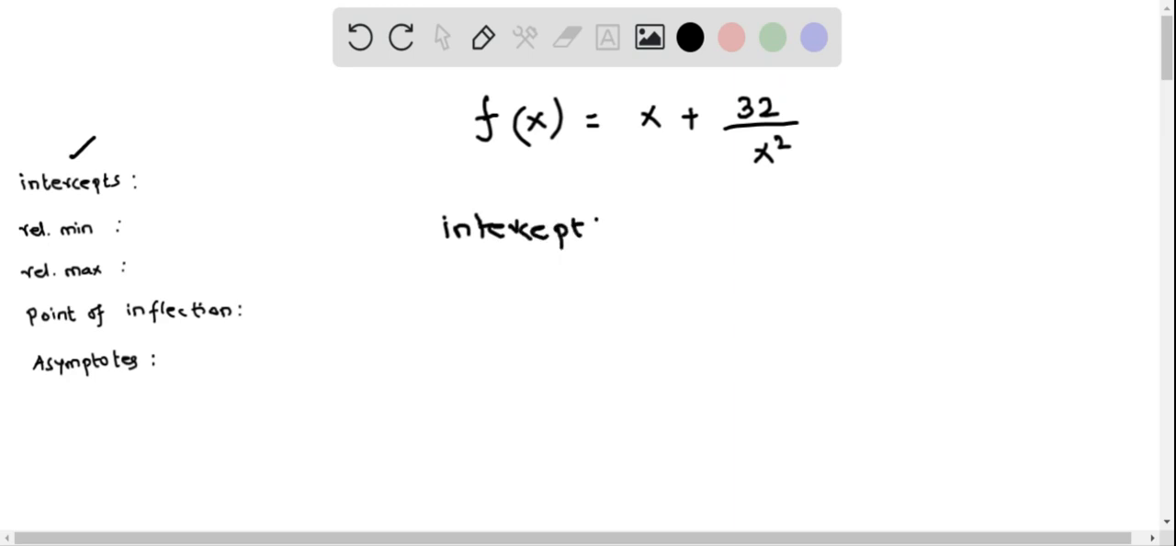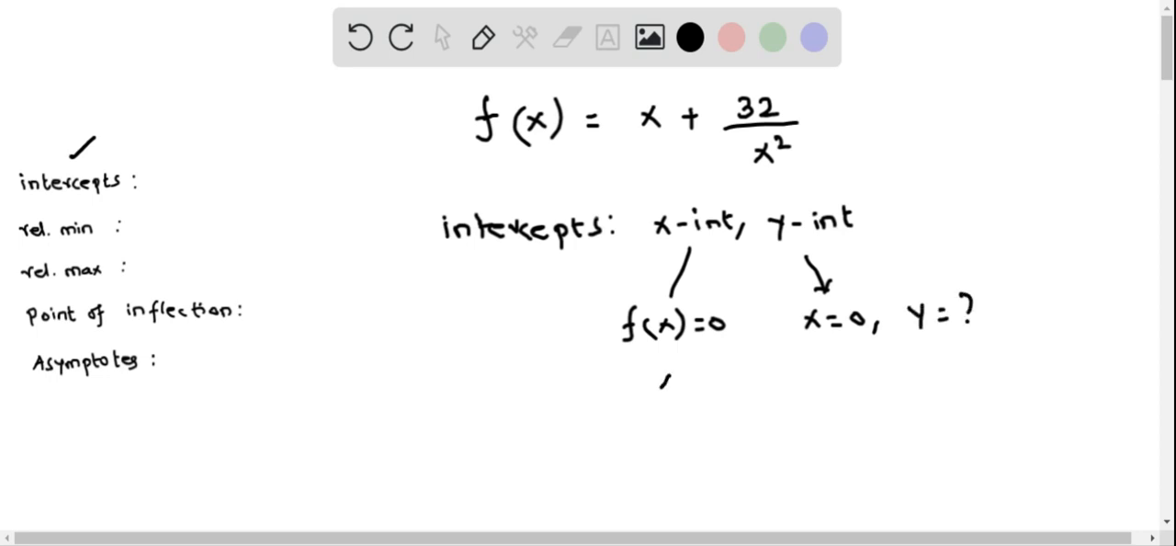We'll be determining the two intercepts, that is the x-intercept as well as the y-intercept. To find the x-intercept, we replace f of x equal to 0 and solve for x. To find the y-intercept, we replace x equal to 0 and solve for y. Basically, those give the x-intercept and y-intercept.